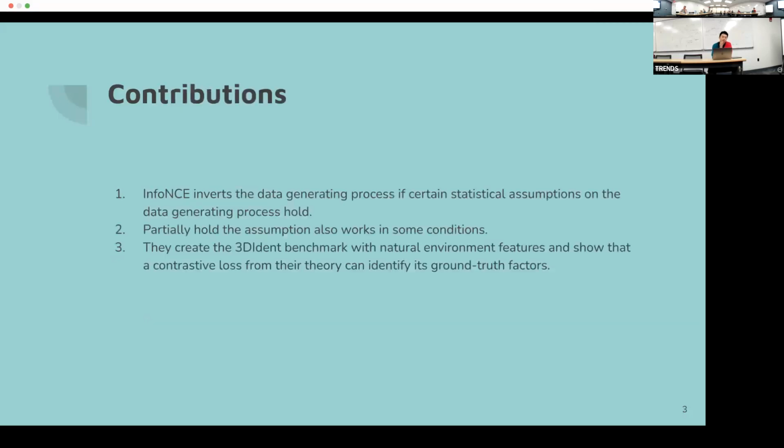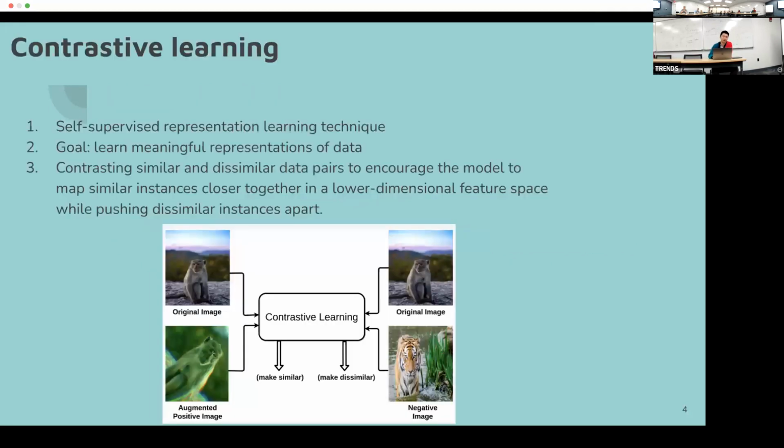The main contributions of this paper are, just like the title says, to show that contrastive learning can invert the data generating process. Based on some statistical assumptions, they have a couple of different assumptions to prove this. They also show that even if some assumptions are violated, the result can still be achieved. They give experimental results to support that, and the last one is their result on real image data. We will cover all of this later.